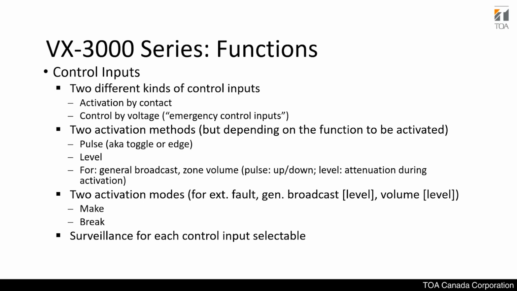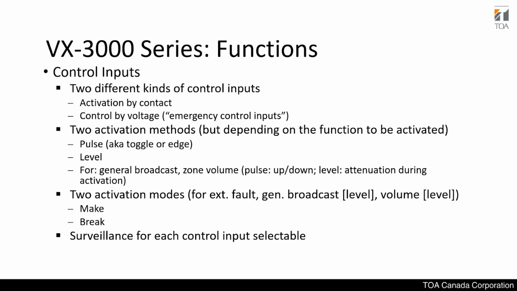Control inputs. There are two available control inputs. One is activation by contact, which is the open sink inputs that you have. And then there's control by voltage, which monitors the voltage level for the inputs being sent to it. You can program it via pulse, otherwise known as toggle or edge trigger, on the programming software. Set it to respond on a level-based response, and this is applicable for any broadcast, zone volume, trigger it up, down, and attenuation during activation. Activation modes are either make and break, open or close.